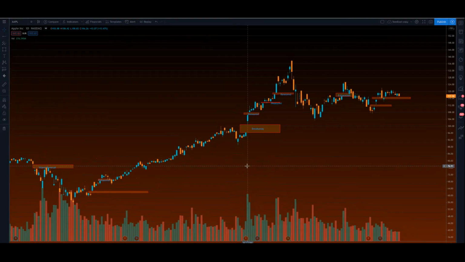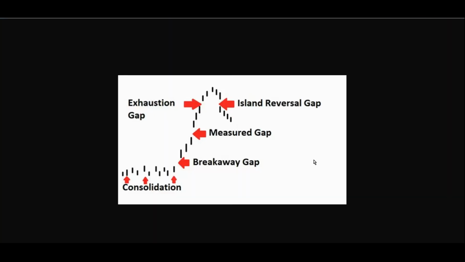What I want to talk to you about are the different types of gaps, why they're important, and how to play them. So I have Apple pulled up here with some labeled gaps, but before we get into it, I want to show you some real easy charts here to look at gaps. So the important rule of thumb is gaps tend to be filled, but they don't always get filled.